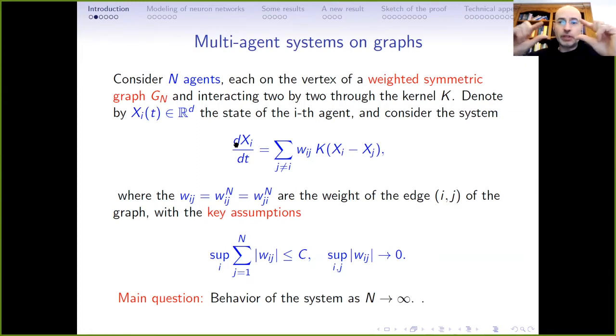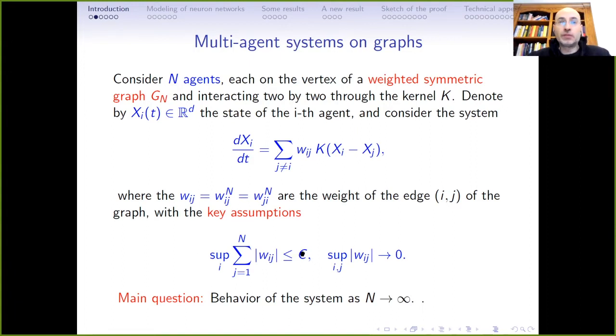And then I have two key assumptions that will actually put me in what I'm going to call the mean field scaling. And those are relatively natural. The first assumption simply says that the degree of each node on the graph is bounded. Another way of saying that is you see that here there's a sum, right? So this assumption actually guarantees that this sum is always of order 1. Which makes a lot of sense because there's no particular reason why a given neuron should see a very large or a very small influence from the neurons it is connected to.